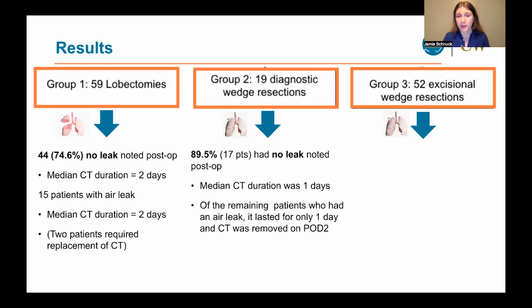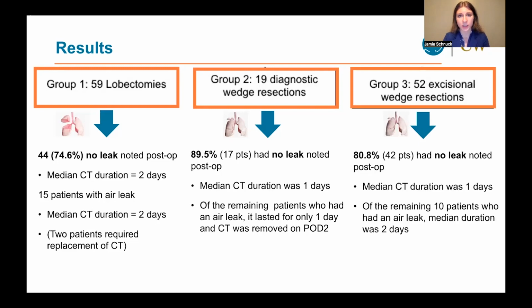In Group 3, patients who had an excisional wedge resection, 80% of patients did not have an air leak noted postoperatively, and median chest tube duration was 1 day. Of the remaining 10 patients who did have an air leak, median chest tube duration was 2 days.